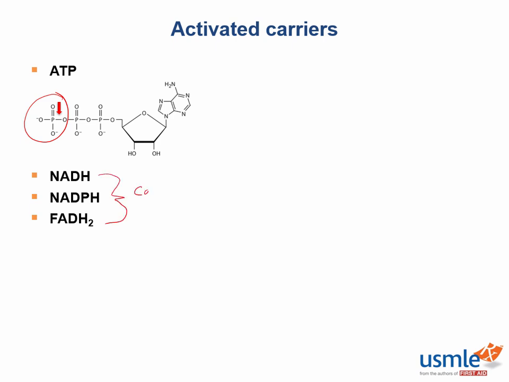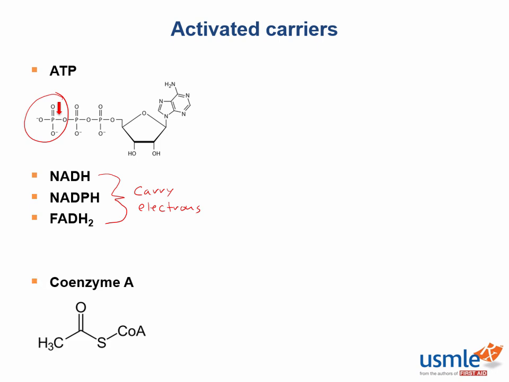Now next up, we have NADH, as well as NADPH, as well as FADH2. Now these carrier molecules actually carry electrons. And these electrons can be traded in later down the line to help make ATP. And can you think of an example of this? There you go, in the electron transport chain.